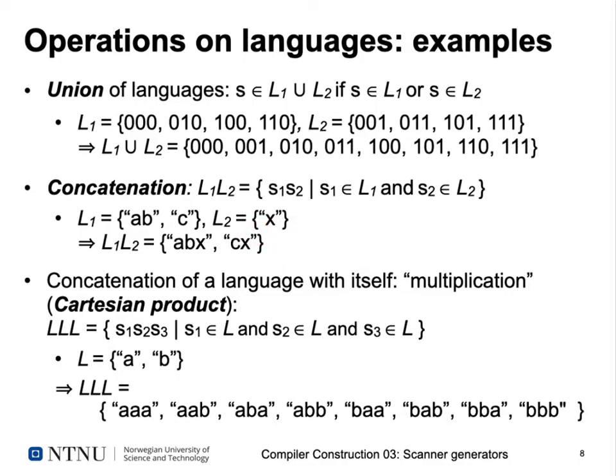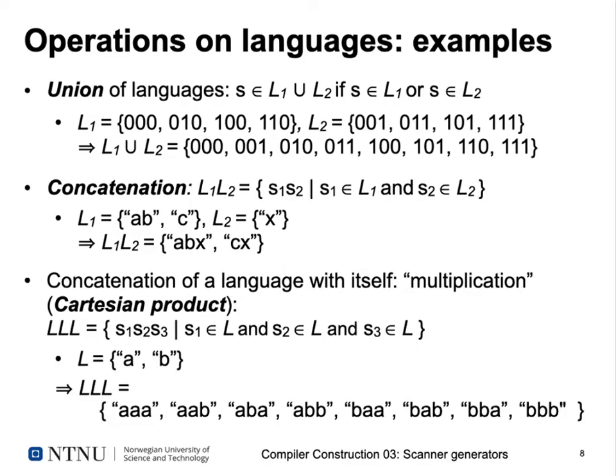So essentially we combine the first element of L1, AB here, with the only element of L2 and end up with a new string ABX. And then we combine the second element of L1, which is our C, with the only element in L2 and obtain CX as the result.